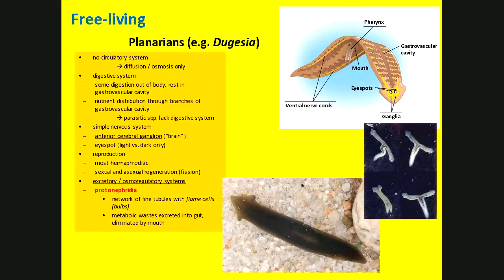Protonephridia is a network of these little tubes with these things called flame cells. I'll get to the flame cells in just a minute, but put that aside. The bigger chunks are excreted into the gut and then eliminated out through the mouth. But back to these flame cells. Look at this thing. It's so cool.